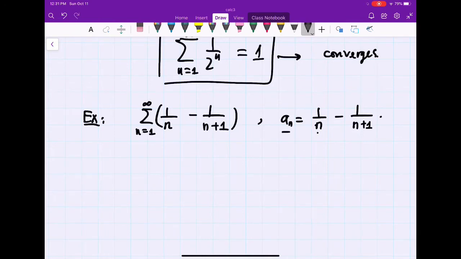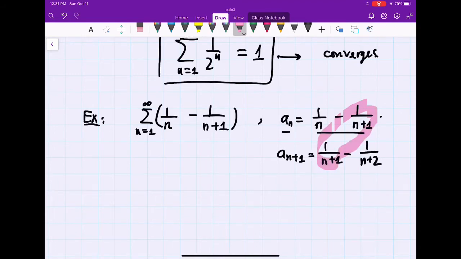Okay, look at this. This is my a_n, right? Equal to 1 over n minus 1 over n plus 1. So if we pay attention, if you move from a_n to a_(n+1), what is that? That is 1 over n plus 1 minus 1 over n plus 2. Is that correct? And then when you sum them up, you see these two terms will be cancelled out. So basically, based on this observation, you may write the series like this.